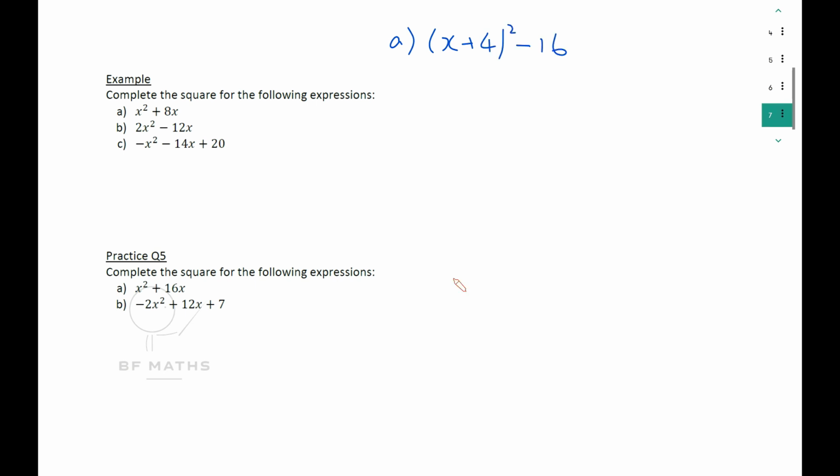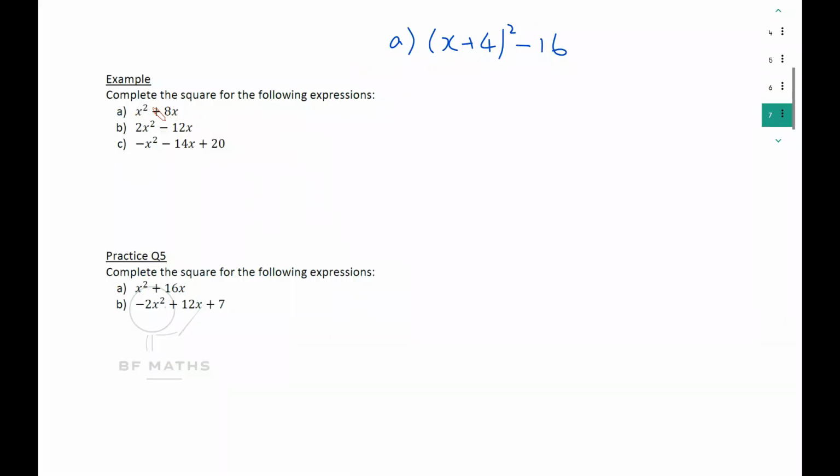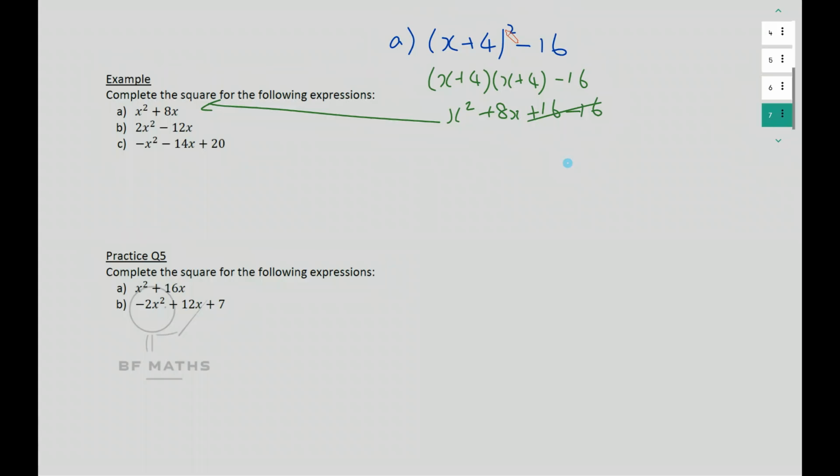Alright, by the way, if you expand the bracket, you should get the question expression if you do it correctly. So just to show you what I mean by that, I'm going to expand the double bracket: x squared plus 8x plus 16, and then minus the 16, they cancel out. You can see this is the same as the original question. Right, so that's how we complete the square.